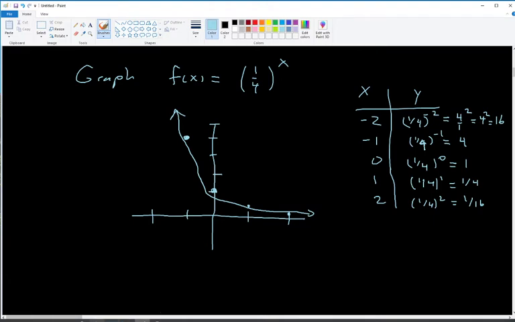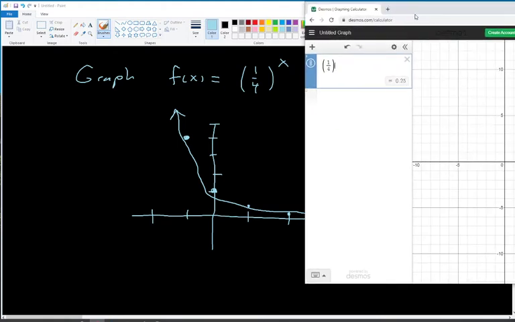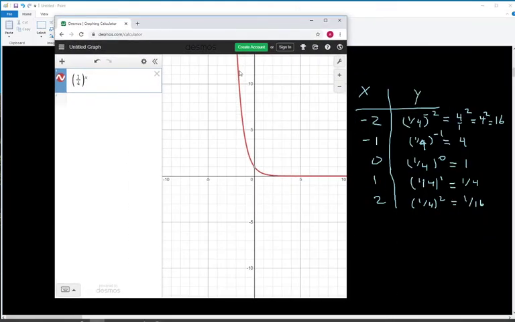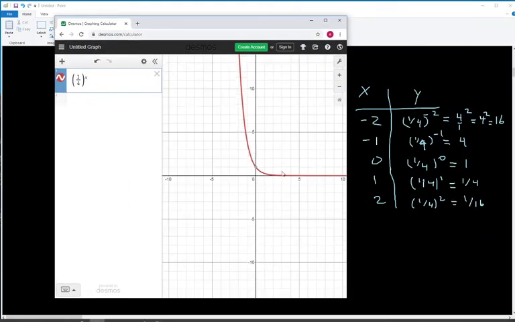Real quick, let's look at Desmos with these. This graph here, just take a look. So we got 1/4 to the x power. See here, so we want to do 1/4 to the power of x. And so we can see here that the graph drops and then it runs along the x-axis.